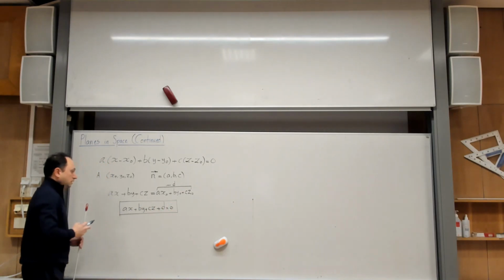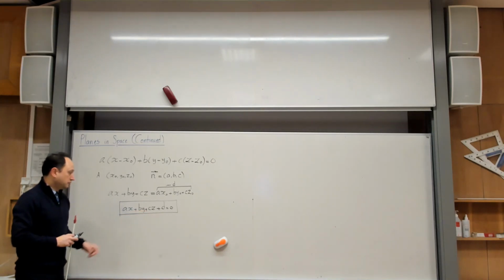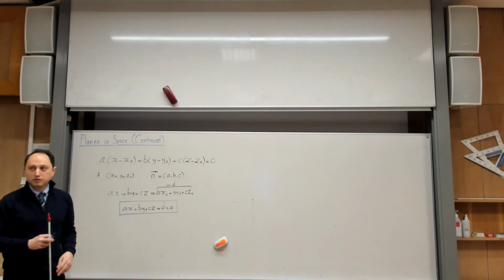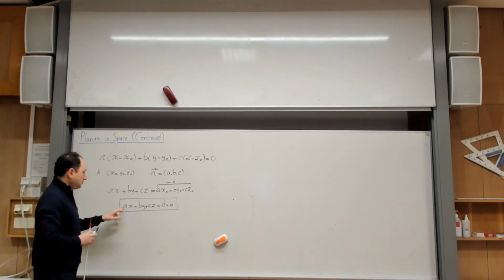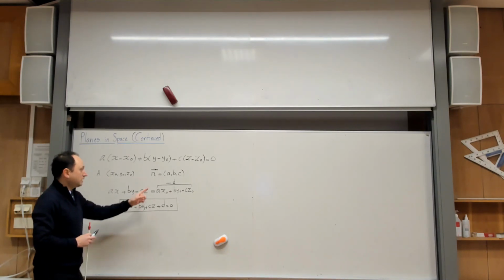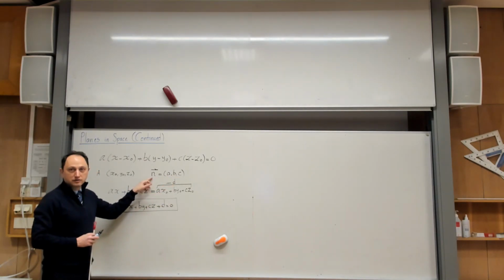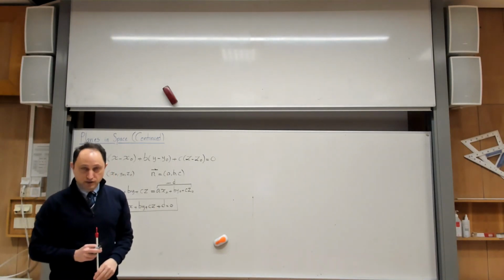From now on, in 3 dimensions, any equation of this form, for some choices of a, b, c, and d, represents a plane in space. Yes? Of course, a, b, and c are not allowed to be 0 simultaneously, and that is reasonable, because if a, b, and c are simultaneously 0, then I will have the 0 vector, and it is meaningless to say that the 0 vector is perpendicular to the plane.